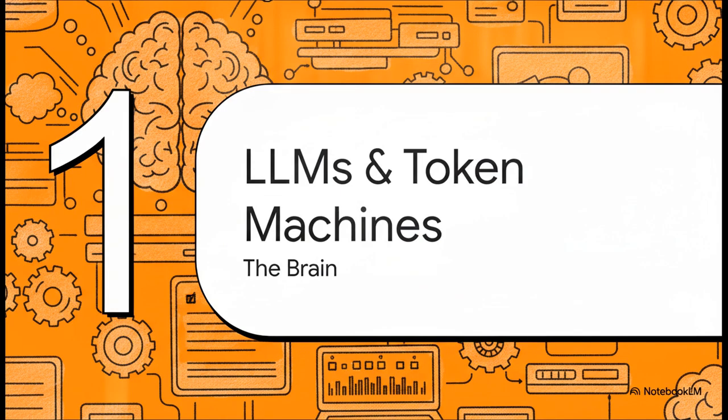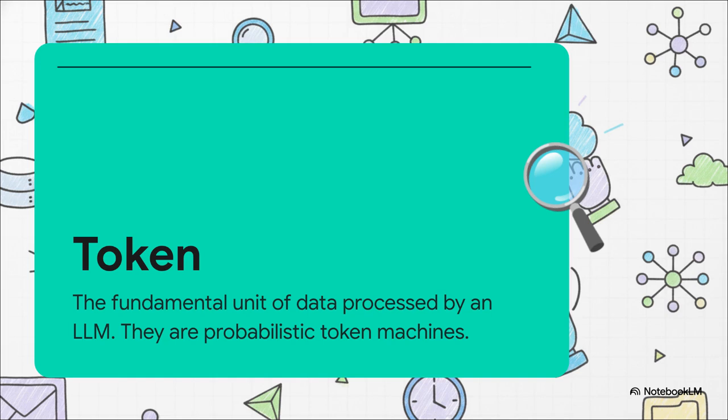All right, let's kick things off with Section 1, LLMs and token machines. This is the brain of our operation. To build effective agents, you really have to pull back the curtain. Large language models aren't magic boxes, right? They're actually highly complex statistical engines. And the very first thing you need to internalize is that they do not read words the way you and I do. They read tokens.